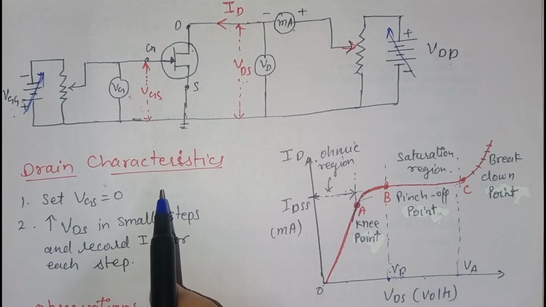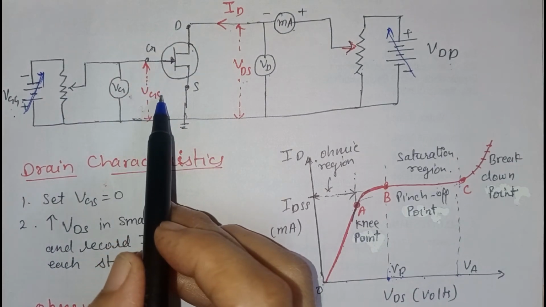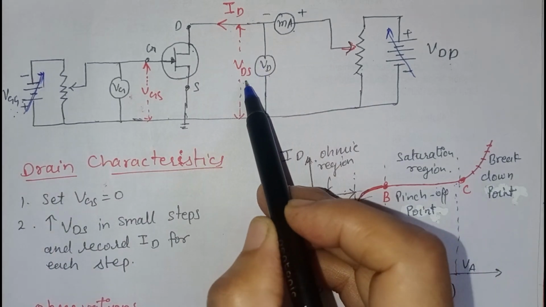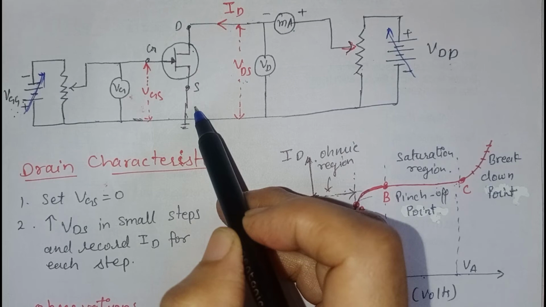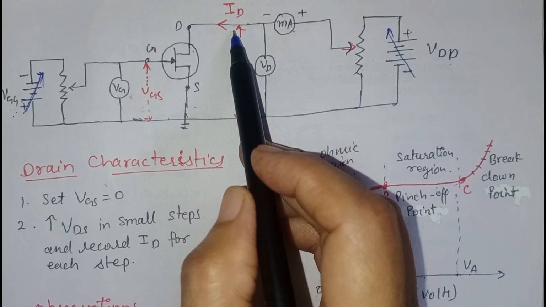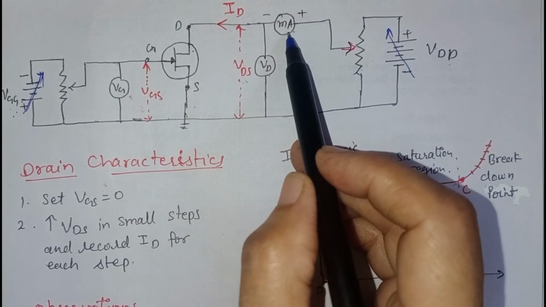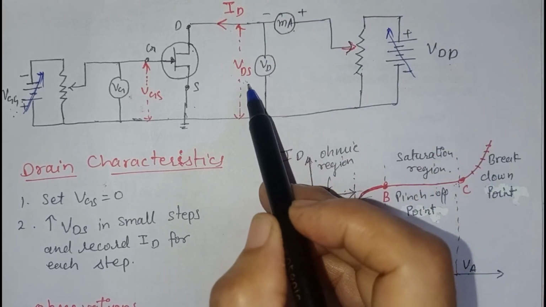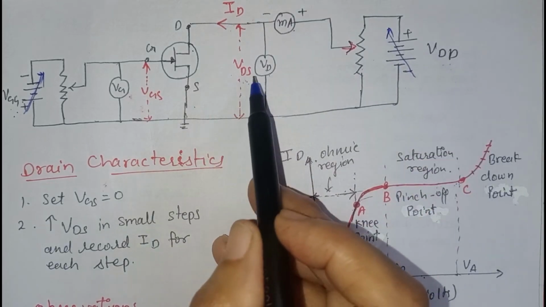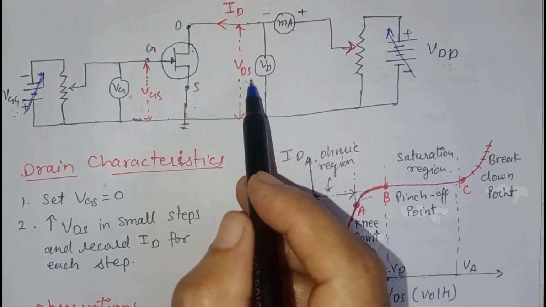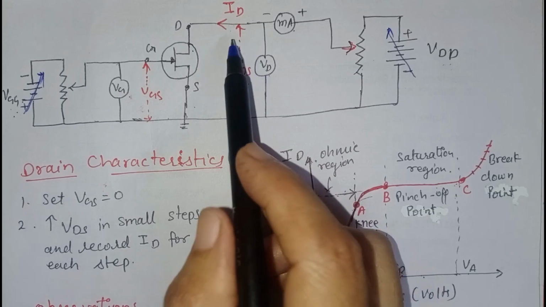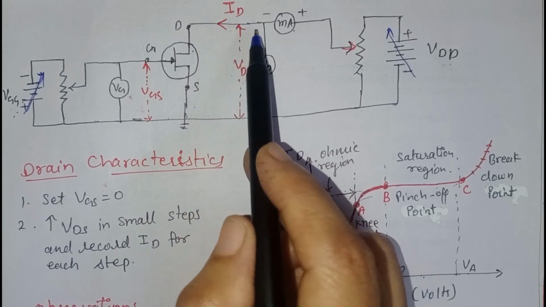To draw the drain characteristics, first we will set the value of VGS equals to 0 using this battery VGG. Now we will increase the value of this VDS, voltage between drain and source, in small steps, and for every step we will note down the value of drain current through this milliammeter. We will increase this value using this variable battery VDD. Now we will repeat this experiment keeping VGS equals to 0 for different values of VDS, and note down the value of this drain current ID.